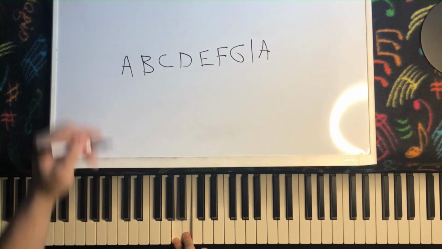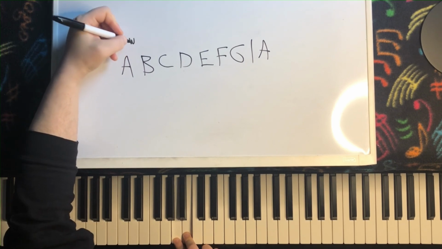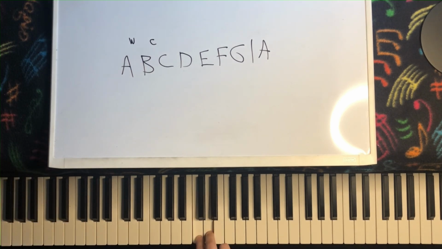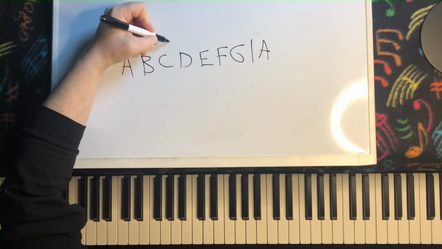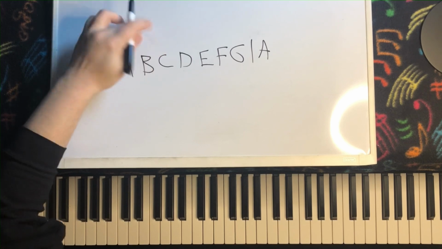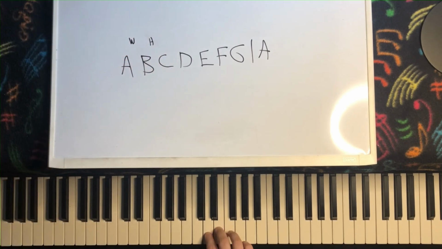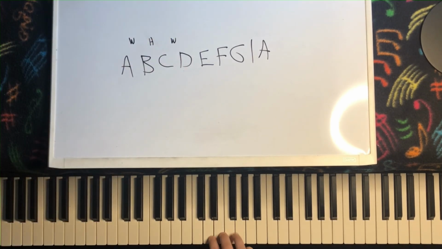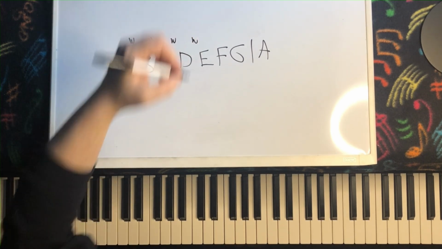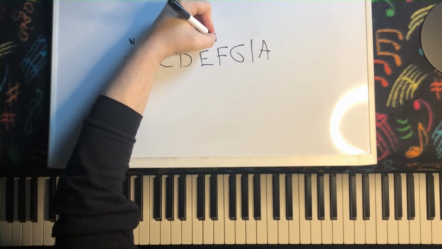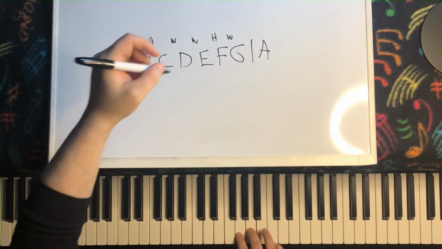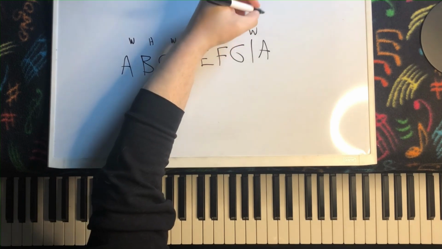So A to B, that's a whole step. B to C is a half step. C to D is a whole step. Just thinking H for half step. See, A to B is a whole step. B to C is a half step. C to D is a whole step. D to E is a whole step. E to F is half. F to G is whole. Then G getting back to A is whole. Okay.